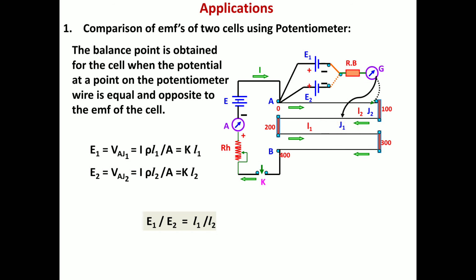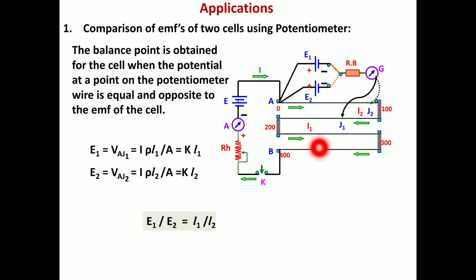Then we will repeat this experiment by inserting this key and making E1 open circuit. Now E2 will be in the circuit, and again we will do the same job, and suppose the null point which we get is at J2. So we will measure this length AJ2, and according to the principle of the potentiometer, the constant current is flowing through the wire.